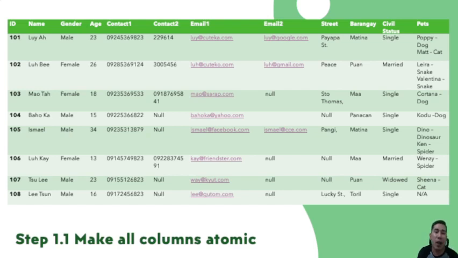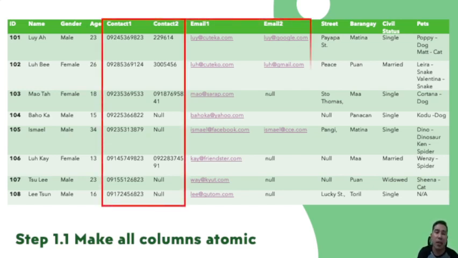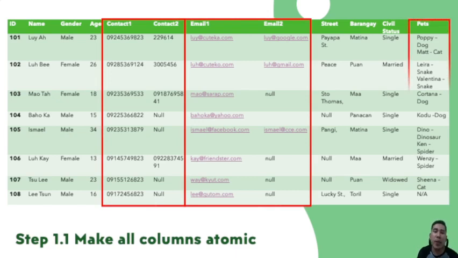So this time we have now contact 1 and contact 2, and we have the email 1 and email 2. And for the pet, we can have a separate discussion on that. So this time let's focus on contact 1 and contact 2 and email 1 and email 2. Now, in some cases, though you are able to split these fields, there could be problems that this table might encounter. For example, let's say an owner or a person has 3 or more contacts.